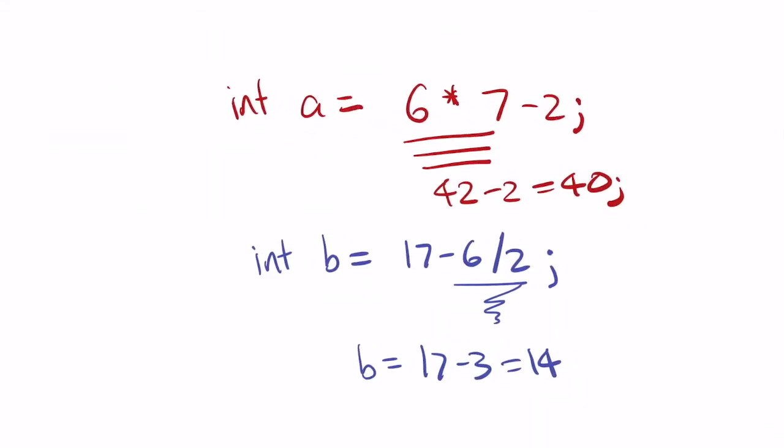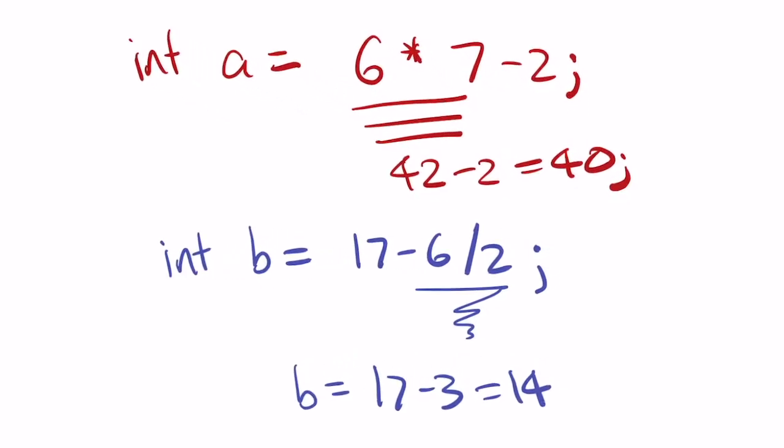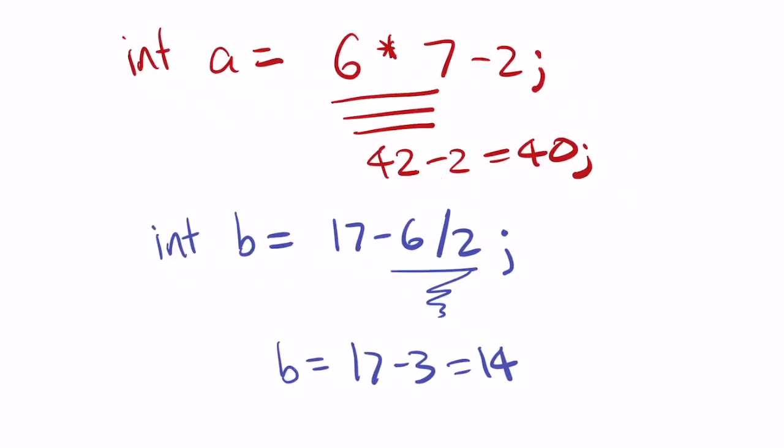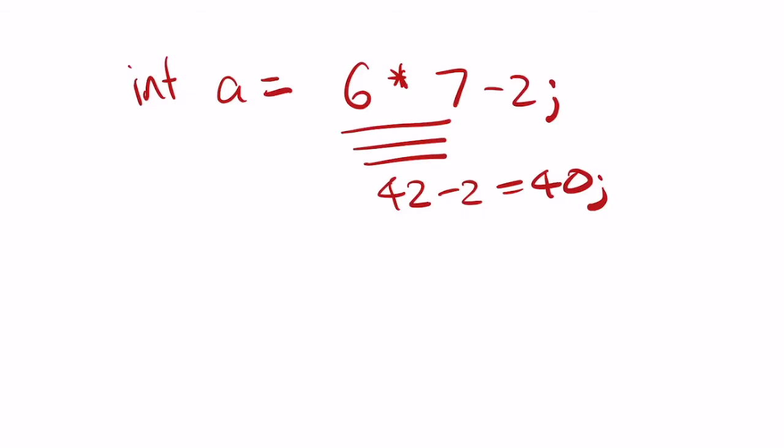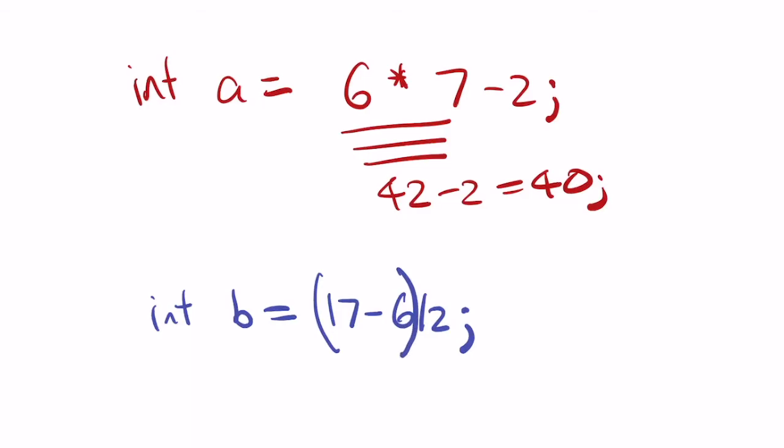Another similarity between C++ and algebra is you can use parentheses if you want a certain thing to happen first. And I suggest using parentheses anyways because it makes your code a lot more clear and readable. So let's say we have int b is equal to that same expression. It was 17 minus 6 divided by 2. But the thing with this is, it'll do what it did last time, and b will be set to 14. But what we want, actually, is parentheses around there.